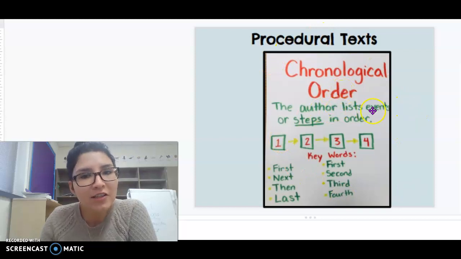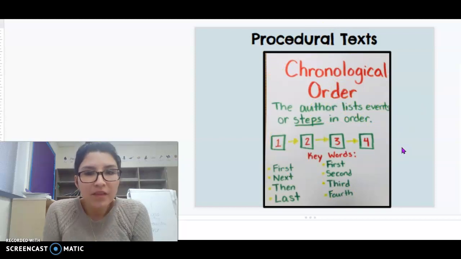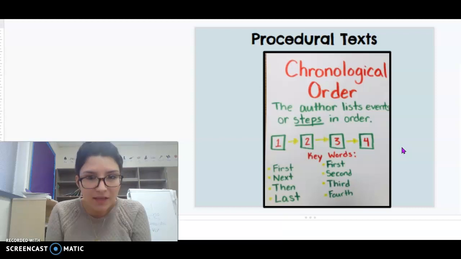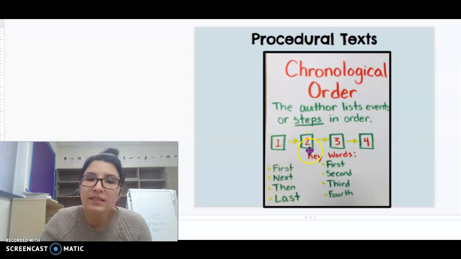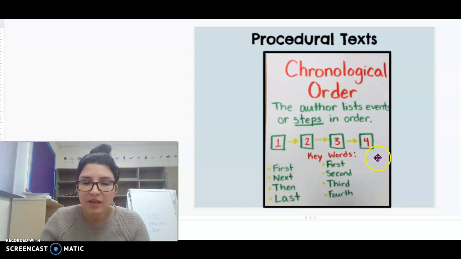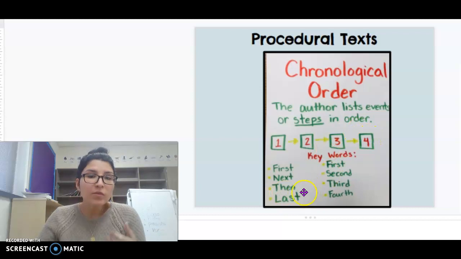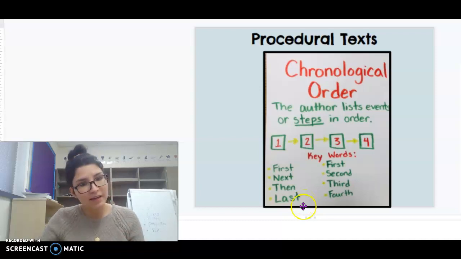It says chronological order. Chronological order is when the author lists events or steps in order, right? So think of the different steps in a recipe. You have step 1, step 2, step 3, step 4, right? So sometimes you're going to need to look for numbers or clue words to understand the order. So it might just be as simple as 1, 2, 3, 4. Or you might have to listen for some keywords like first, next, then, last. Or you might hear lastly, finally. Or you might just hear first, second, third, fourth.